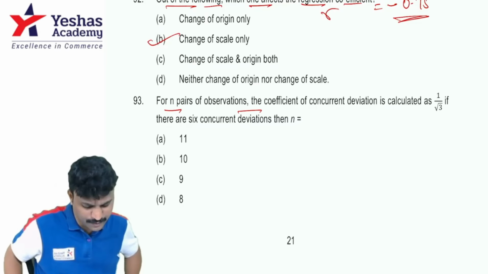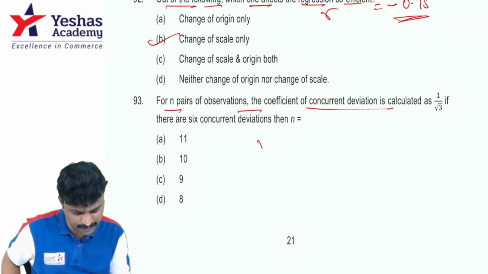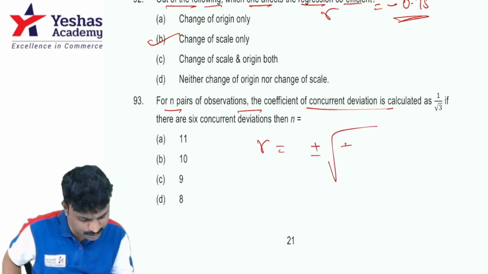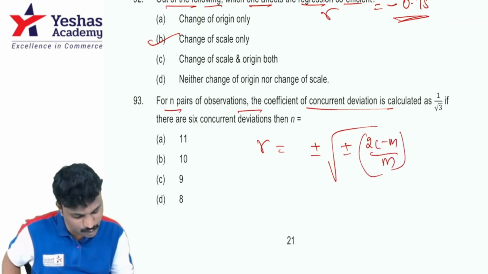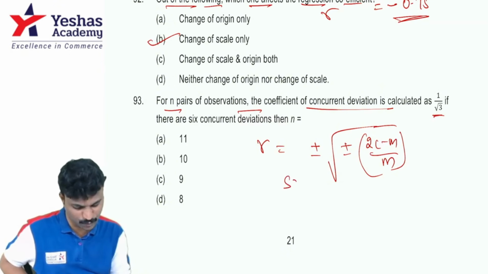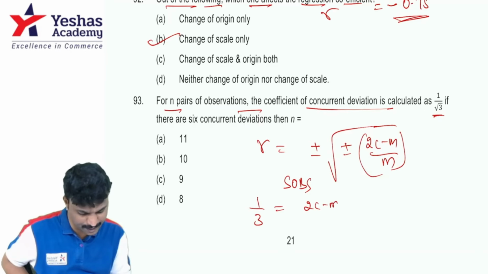93rd, n pairs of observations, one of the solved questions in the class, one of the previous paper questions as well. Guys, they're talking about concurrent deviation. What is the coefficient of concurrent deviation? R is equal to plus or minus root of plus or minus (2c minus m) divided by m. Yes or no? The R value is given as 1 by root 3. So I'll square on both sides. 1 by root 3 whole square is 1 by 3. Root will go off. So it's just (2c minus m) by m.